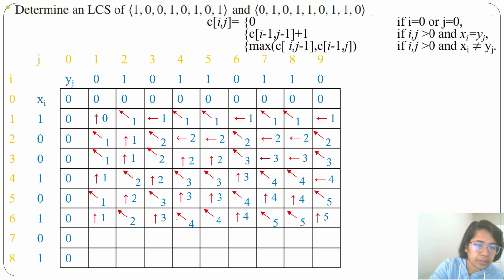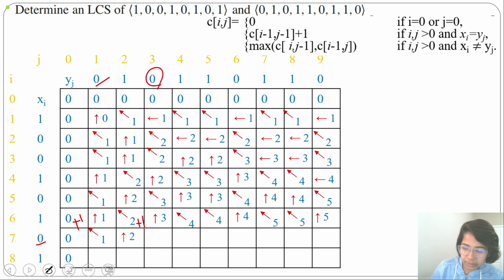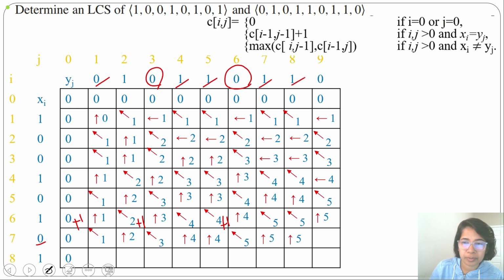Next, 7th row. 0 equals to 0, so this 0 plus 1 will be 1, arrow to our left corner. 0 not equals to 1, let 2, arrow will be up. Next, 0 equals to 0, so this 2 plus 1, 3, arrow left corner. 0 not equals to 1, 4, arrow up. 0 equals to 0, 4 plus 1, 5, arrow to our left corner. 0 not equals to 1, 5, arrow up. Then 0 equals to 0, so this 5 plus 1, 6, arrow toward left corner.